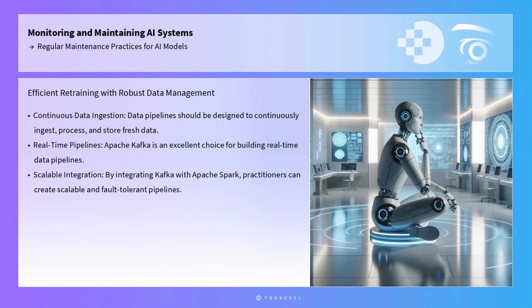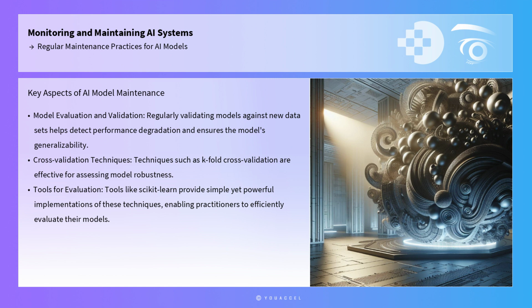To ensure efficient retraining, it's crucial to implement robust data management practices. Data pipelines should be designed to continuously ingest, process, and store fresh data. Apache Kafka, a distributed event streaming platform, is an excellent choice for building real-time data pipelines. By integrating Kafka with a machine learning framework like Apache Spark, practitioners can create scalable and fault-tolerant pipelines that support continuous model updates.